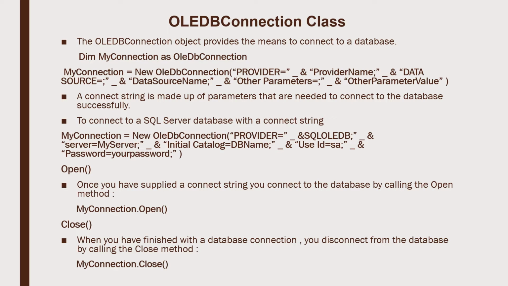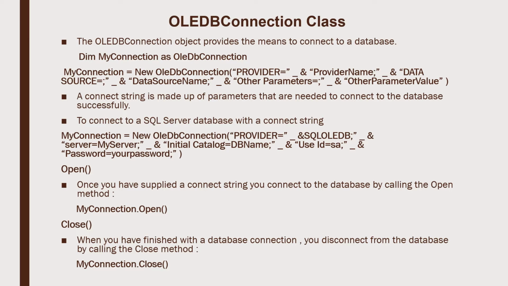So, to connect to a SQL Server database with a connect string: myConnection = New OLEDBConnection. Then we have to give the provider. This is the library used to connect to the database, SQLOLEDB. Then we have to give the server name as myServer. The next parameter is the name of the database that is being connected to, which is supplied through the Initial Catalog parameter. When connecting to a SQL Server database, we want to supply a username parameter and a password parameter.